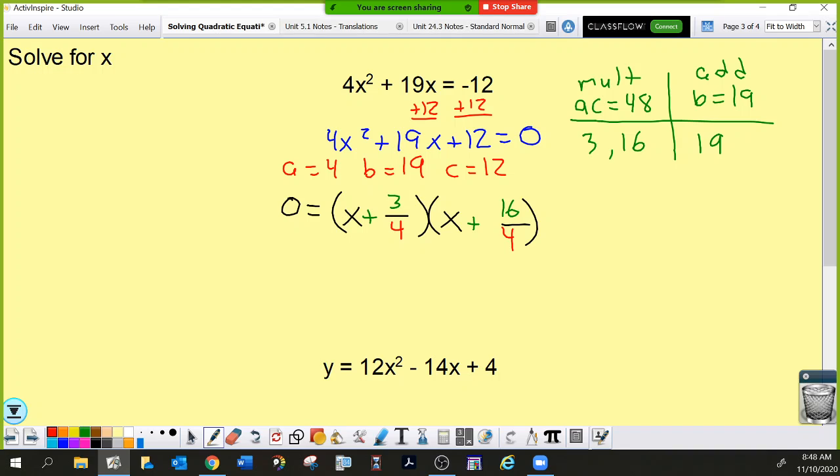The right one reduces, the left one does not. I'm not going to move the 4 though because I'm solving for x. Again, if it just said to factor, I wouldn't be finished until I moved the 4. But because it says solve, I can get away with leaving it like this. I can see my two solutions now. Negative 3/4 and negative 4. Ta-da.